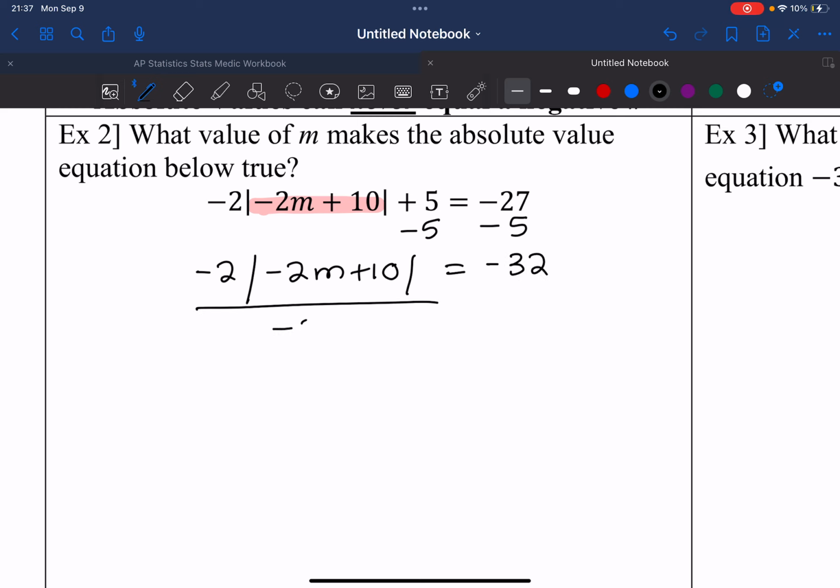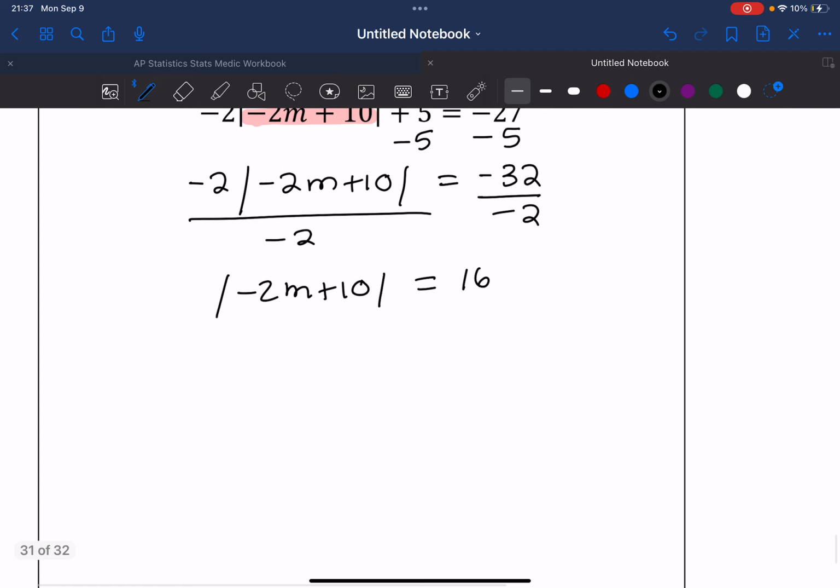Then I'm going to divide both sides by negative 2, and I have the absolute value of negative 2m plus 10 is equal to 16. And now that my absolute value is by itself, I can create my two separate equations. So I have negative 2m plus 10 is equal to positive 16, and negative 2m plus 10 is equal to negative 16.